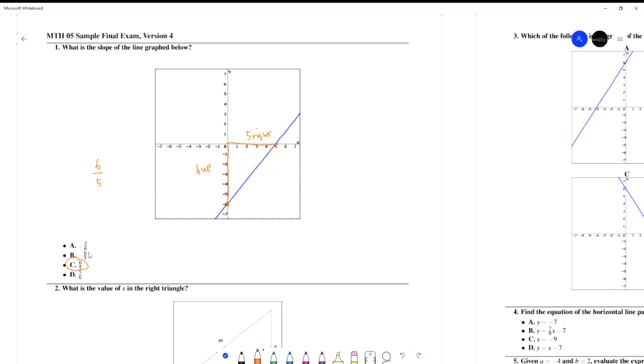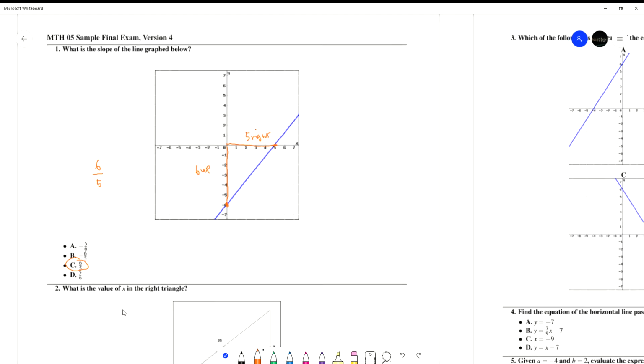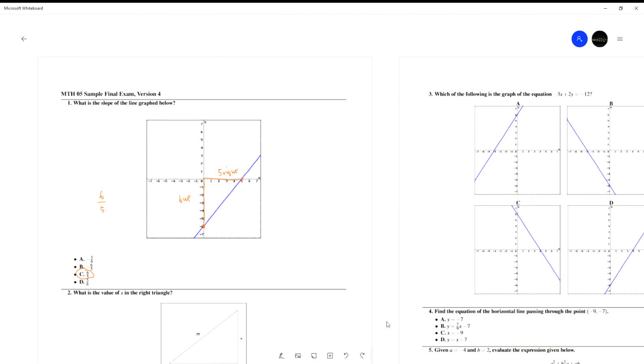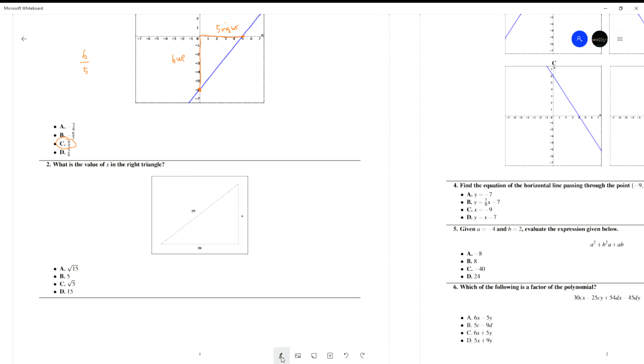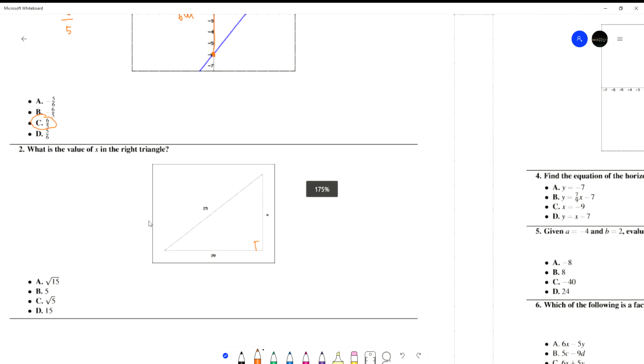Okay, any questions there? Okay, next, moving on, is number 2. This one is the right triangle, so therefore we have to use the Pythagorean theorem, right? And okay, I don't think you can see this. So this says 25 is the hypotenuse and 20 is the leg. The missing side, the missing leg is x.